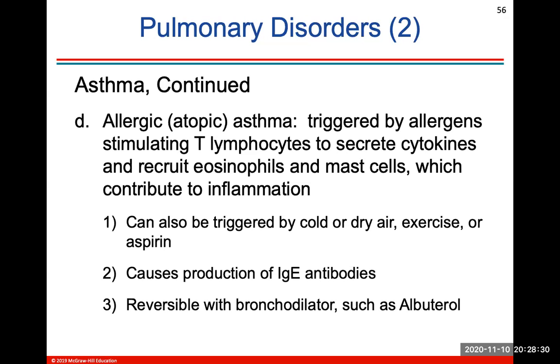It can be allergic asthma, which is triggered by allergens, which just stimulate your T lymphocytes to secrete cytokines and recruit eosinophils and mast cells, which contribute to inflammation.